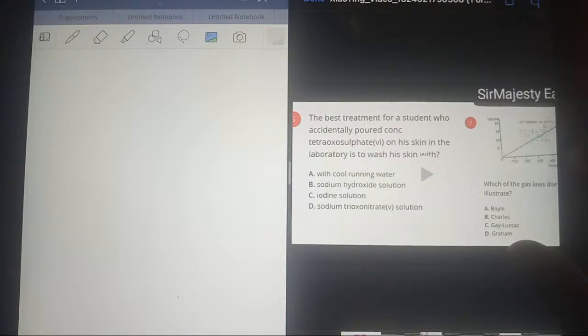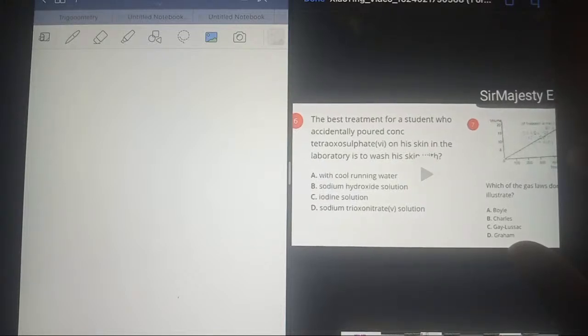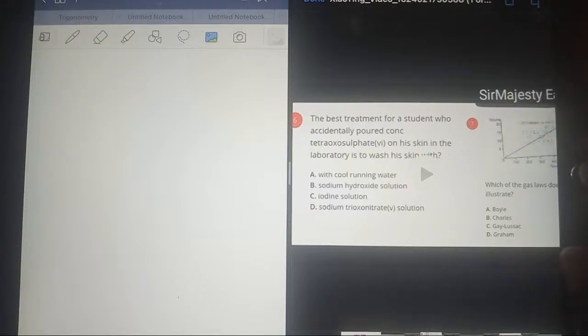But as God would have it, I was around. You know what I treated it with? I treated it with very dilute sodium bicarbonate, very, very dilute, and cold water. Then I flushed with excess cold water. So please, the correct answer here is that the student has to wash the skin with cool running water. That's the best.